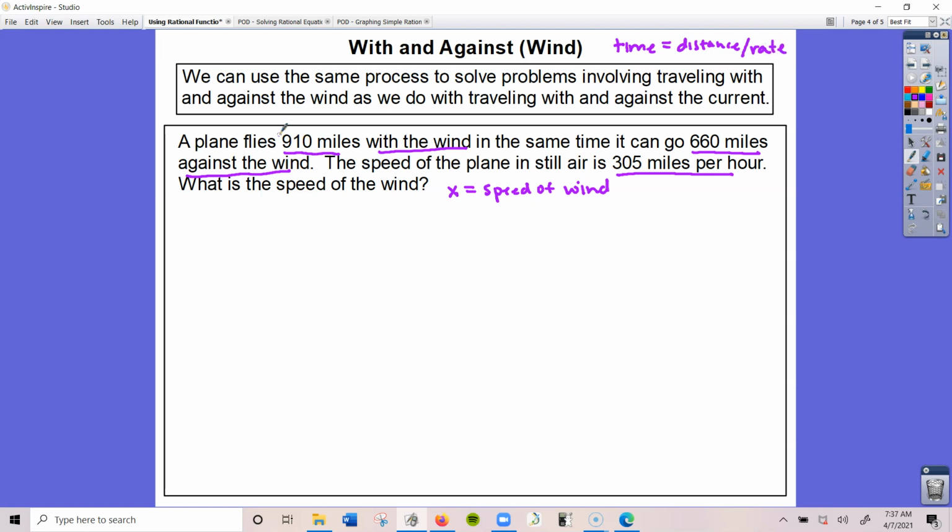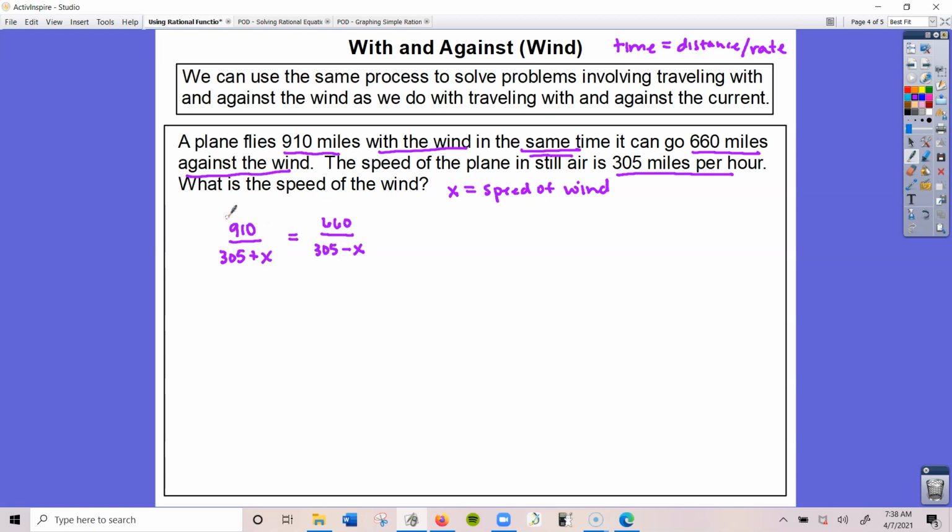So the time it takes this plane to go with the wind is the distance, which is 910 miles, over the speed of the plane, which is 305, with the wind, so plus x. And it says that in the same time, so that means it's going to equal the time it takes to travel 660 miles. So that's the distance, 660. And now it's going against the wind, so it's the speed of the plane, 305, minus x.